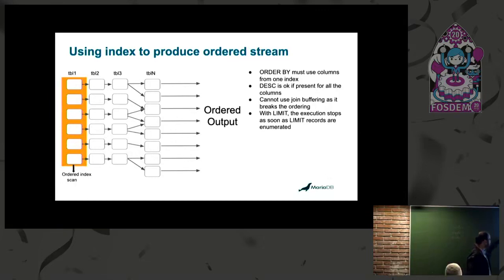The records from this table would be ordered by the order by clause if the index can resolve the order by clause, and then you perform the join with the remaining tables. The important thing is, while doing the join, you cannot use join buffering, because join buffering breaks the ordering. So you have to make sure that join buffering is disabled. Second, if you have a descending clause in the order by clause, then you have to make sure that descending applies to all the key parts of the index that is mentioned.